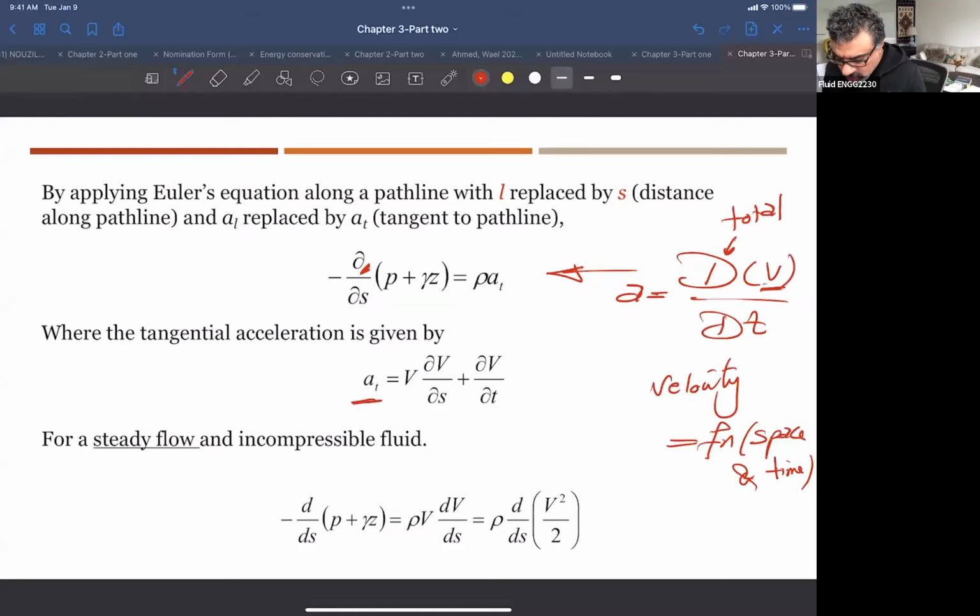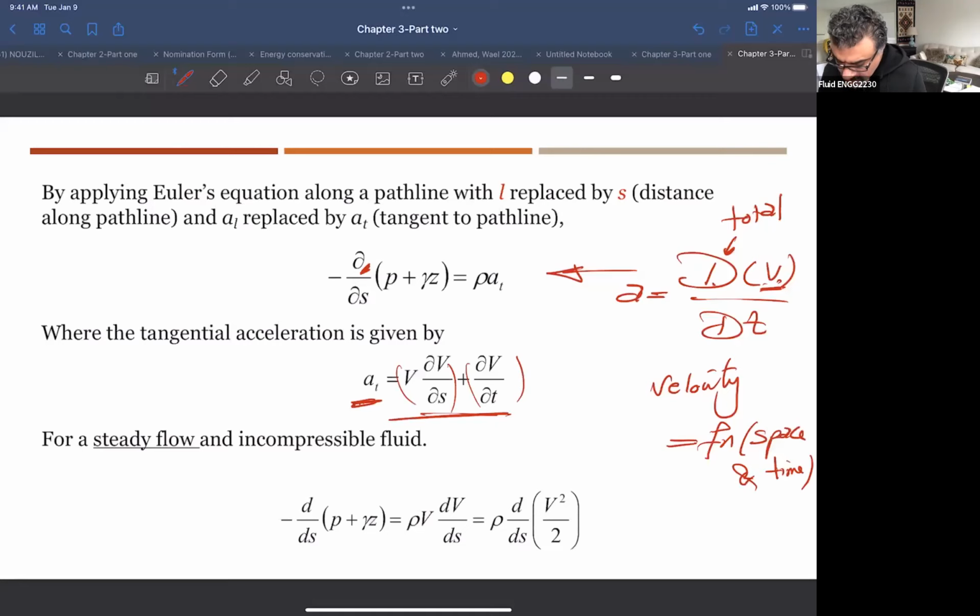That's why the acceleration, when we differentiate totally, is basically, if you remember, when you have a function of two variables and we take the total derivative of this function, it is going to be the first one times the derivative of the second one plus the second one times the derivative of the first one. So you will see that the acceleration is actually two parts.